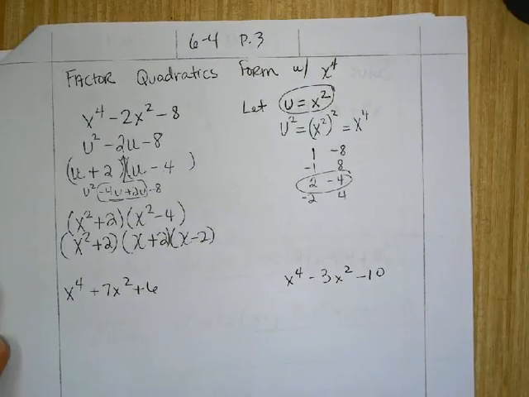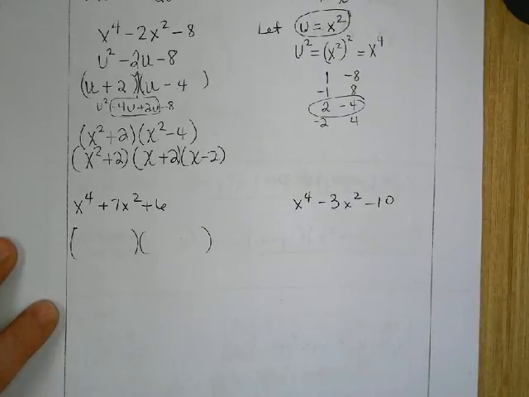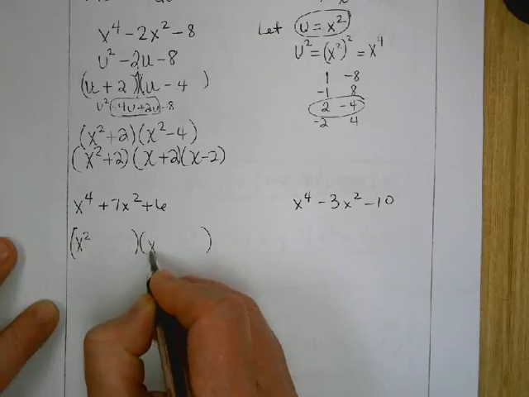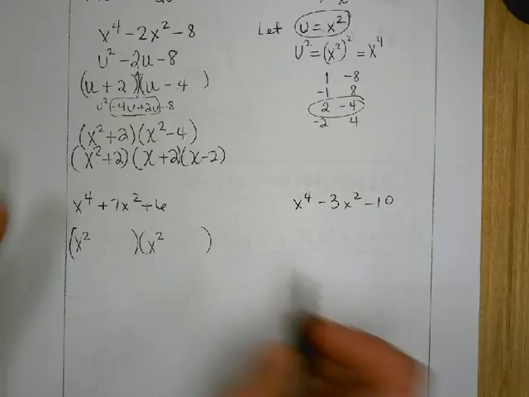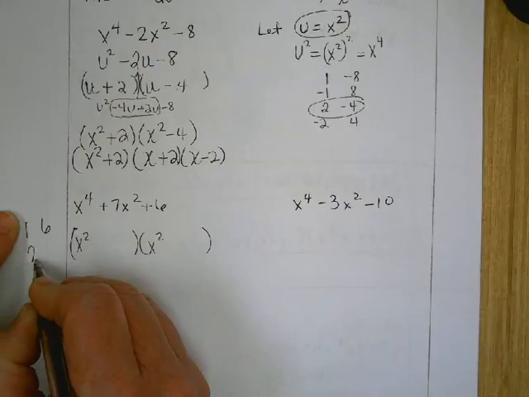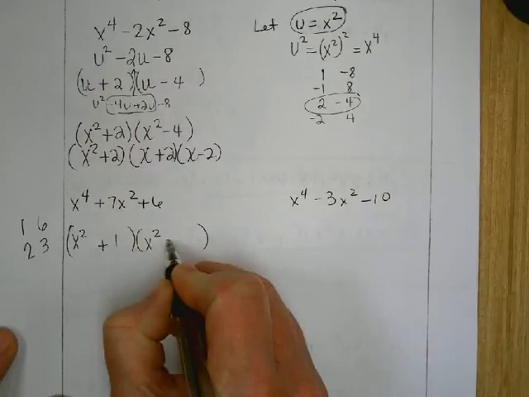If you don't like introducing the u into the problem, you can factor this into x squared and x squared. You may find this method is easier or less confusing for you. So we factor x to the fourth into x squared and x squared. Then we need the factors of 6. What do you multiply together to give you 6? 1 and 6, 2 and 3. Which pair of factors should I use in order to get 7 in the middle? Okay. Plus 1 and plus 6.